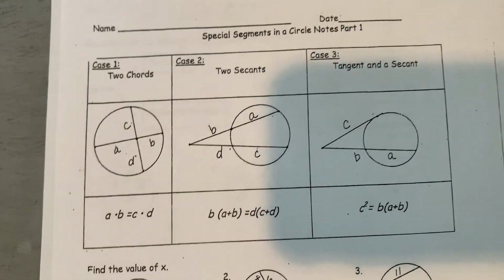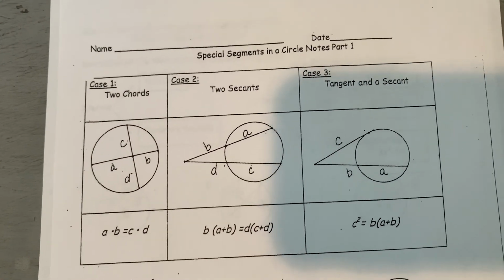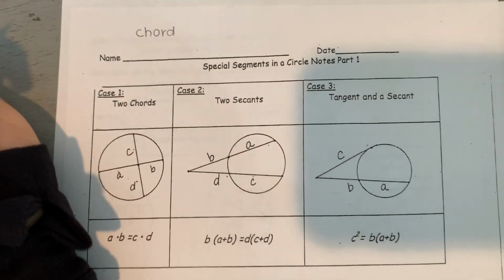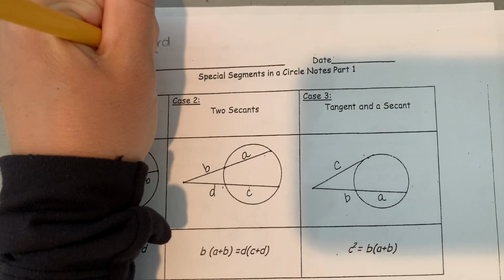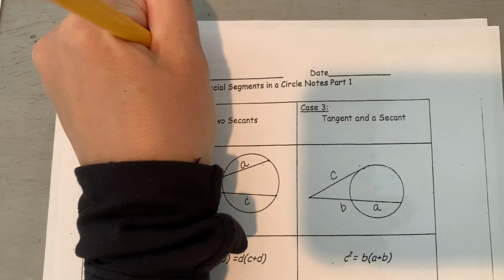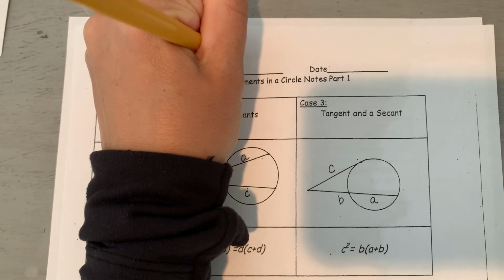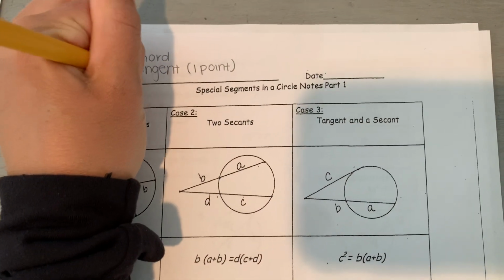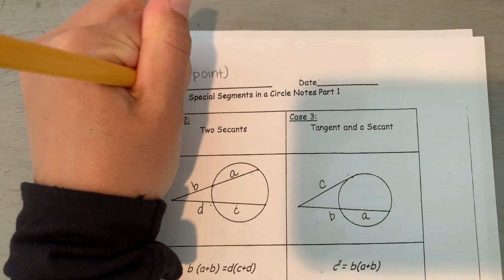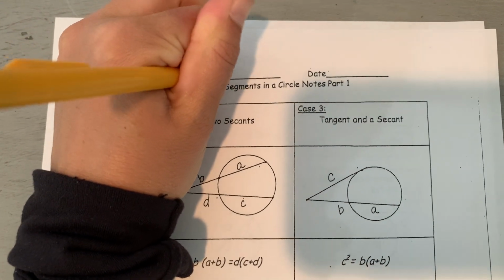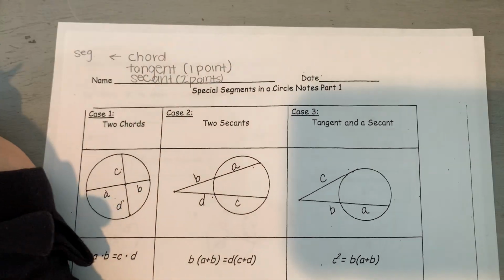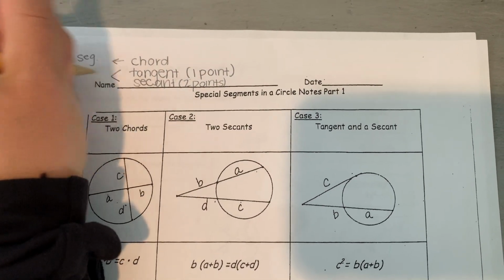When we talk about special segments in a circle, we're talking about chords, which is a segment in a circle. We're talking about tangents, which is a line that intersects at exactly 1 point. And we're talking about secants, which is a line that intersects at 2 points. Really important: a chord is a segment, and secant and tangent are lines.